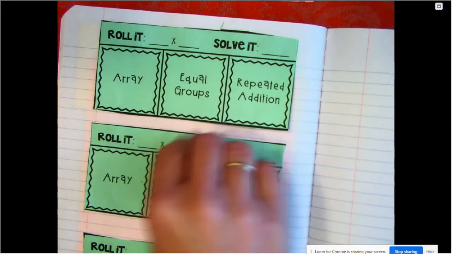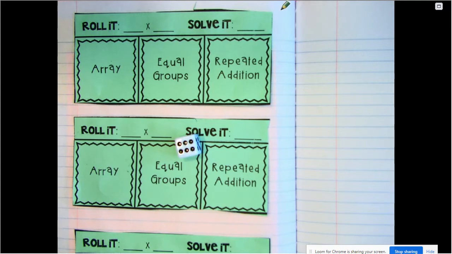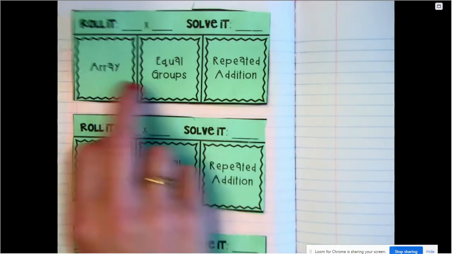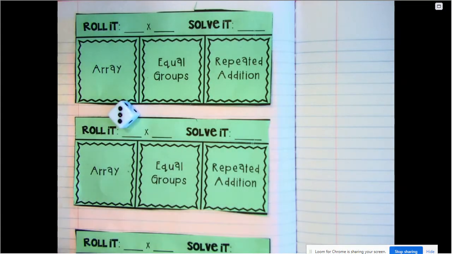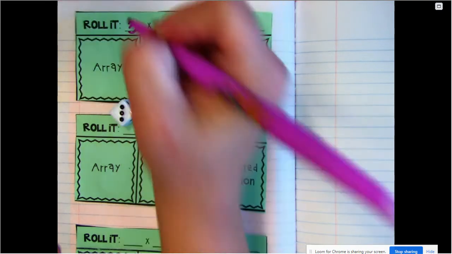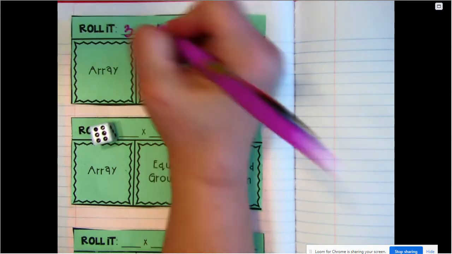It's going to be like a little game that you're going to play. So I'm going to do an example, and then I'm going to let you do the rest, okay? So it says roll it. So I'm going to roll my dice. My first number is 3. I'm going to roll it again. 6. 3 groups of 6.